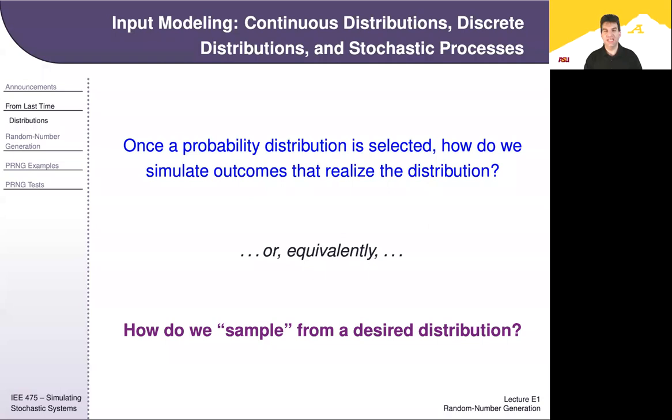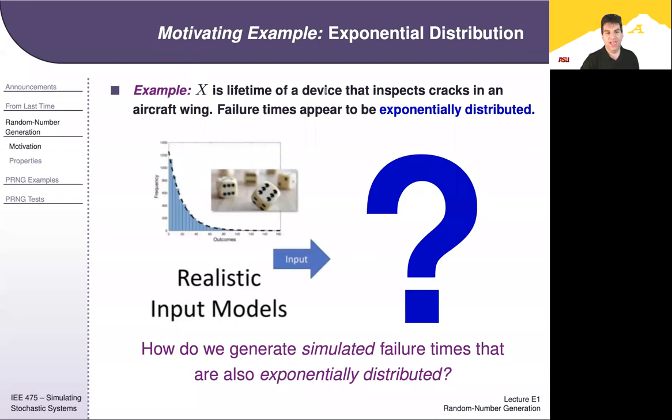We just talked about selecting a probability distribution for, let's say, arrival times at the bank. Now the question is, how do I actually sample from that? How do I tell the computer to generate that variation according to the probability density function that I have selected? That's what we're talking about in this unit. Let's say, for example, I have a device that inspects cracks in an aircraft wing that I'm simulating, and I want to make sure that my simulated device fails according to the distribution that matches reality. In reality, we found that the time until the first failure of this device tends to be exponentially distributed. So the question is, I want to put an exponential distribution into my simulation for how often this thing fails, but how do I generate those exponential failure times to begin with? What do I do to make the computer give me exponentially distributed failure times?